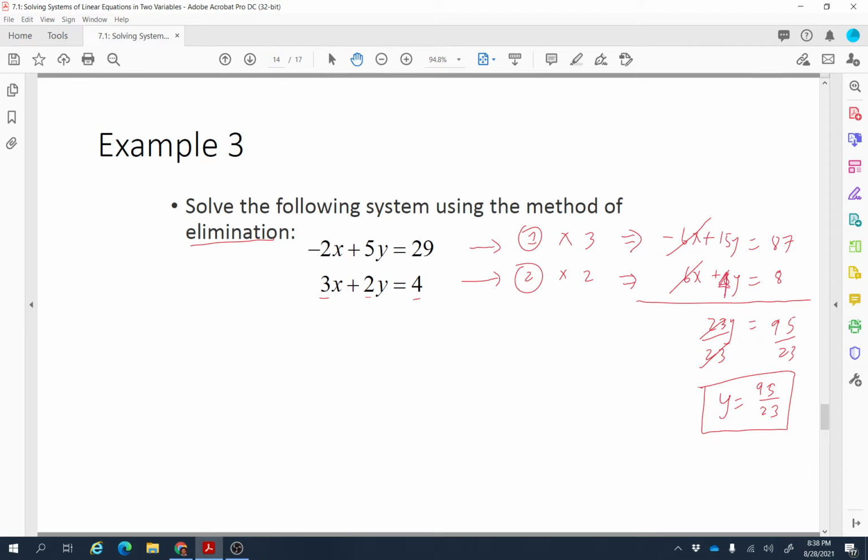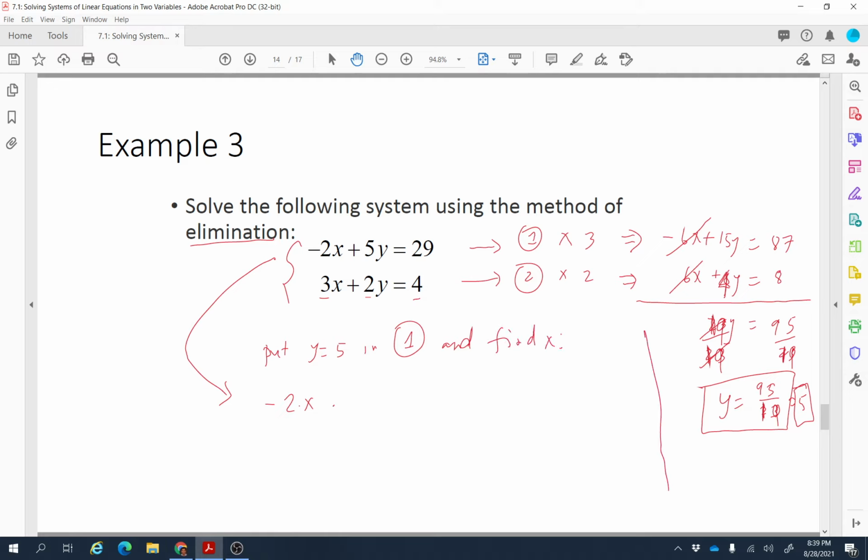So 15 plus 4 is 19. So I have to divide both sides by 19. So 95 divided by 19 is, what is that? 5. That's 5. Yes, that's what I was doing wrong here. So it's 5 actually. Now after finding the value of one variable, I go back and pick one of these equations. I'm going to pick the first one. Put y equal to 5 in the first one and find x.